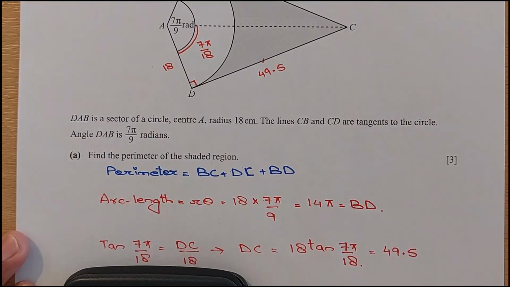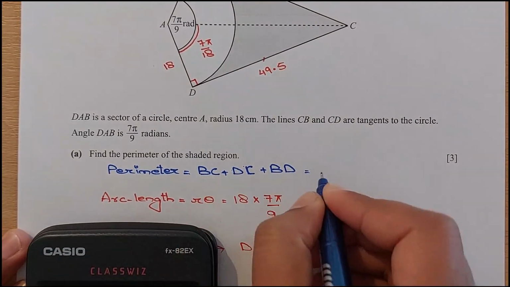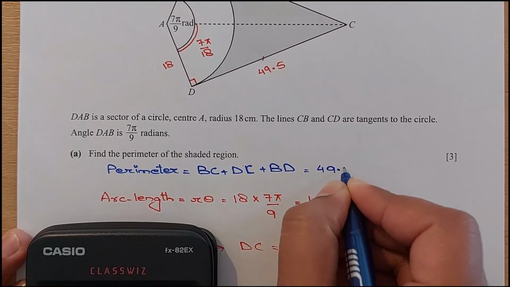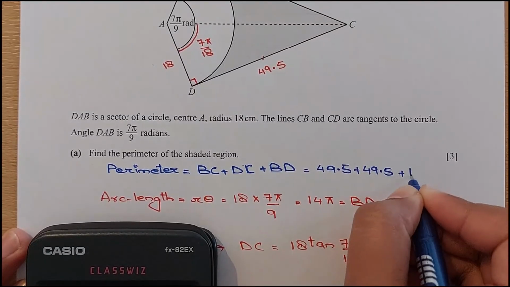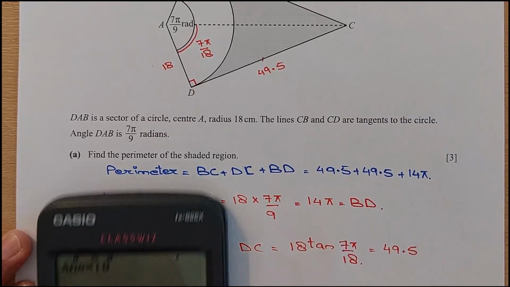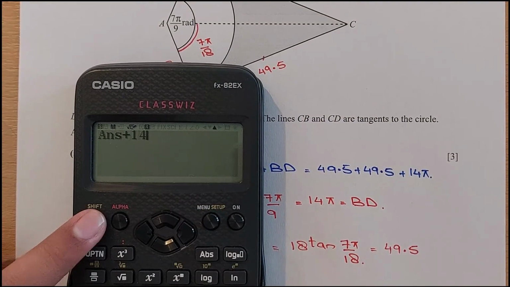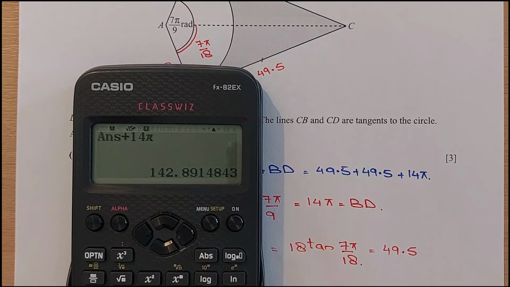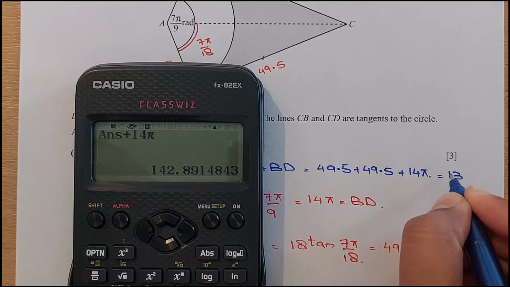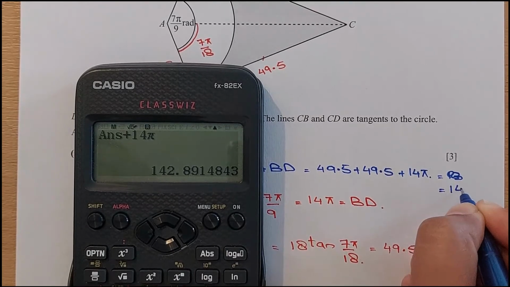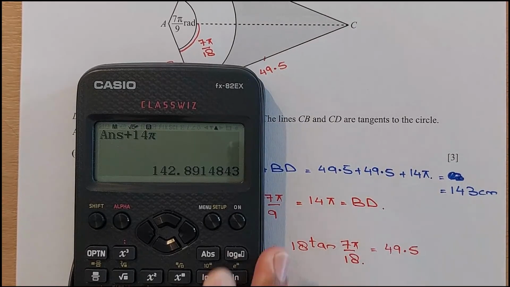So let me find the perimeter by substituting the values here. This side is 49.5 plus 49.5 plus 14 pi, right? So this value multiplied by 2 and add 14 pi. So we have 142.8, or we can say the perimeter is 143. Sorry, 143 centimeters is the perimeter for the shaded region.